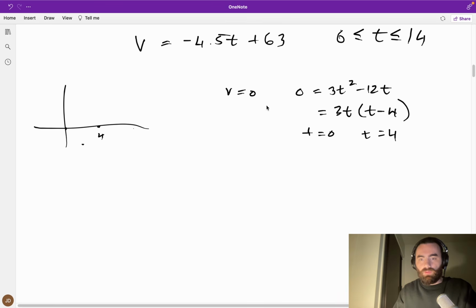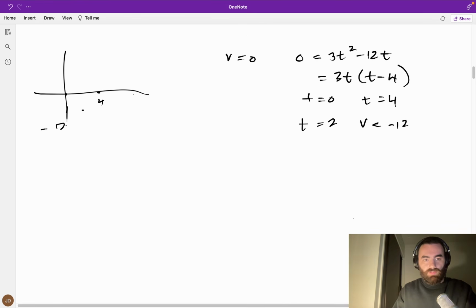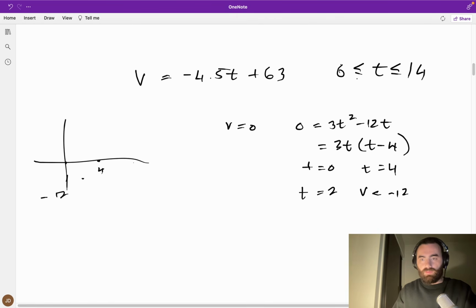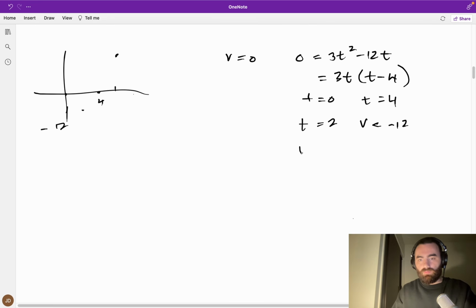So this bottom point will occur when t equals 2, right? Halfway between 0 and 4. When t equals 2, v equals 3 times 2 squared minus 12 times 2, which is minus 12. So this comes down to minus 12. And then what about when t equals 6? I think that might be an important point. I'm just getting an idea here. When t equals 6, v equals 36.